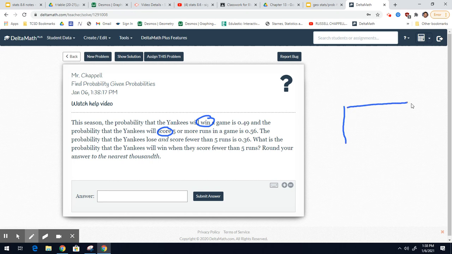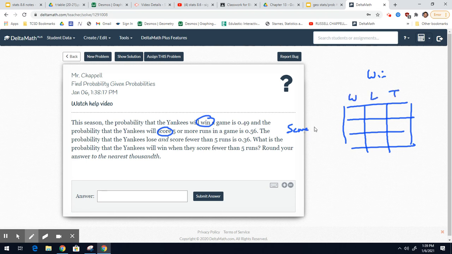So here's my two-way table. So at the top, we'll talk about winning. On the side, we'll talk about scoring. So we either win, so win or lose. And over here, score, we're doing 5 or more, so greater than or equal to 5 or less than 5, and then the total. So they give us these probabilities as decimals. So we can do this two ways. We can put a 1 in the bottom corner, or we can put a 100. If we put a 100, we don't have to use decimals. I'm going to put a 100, okay? If you want to use the decimals, you can put a 1.